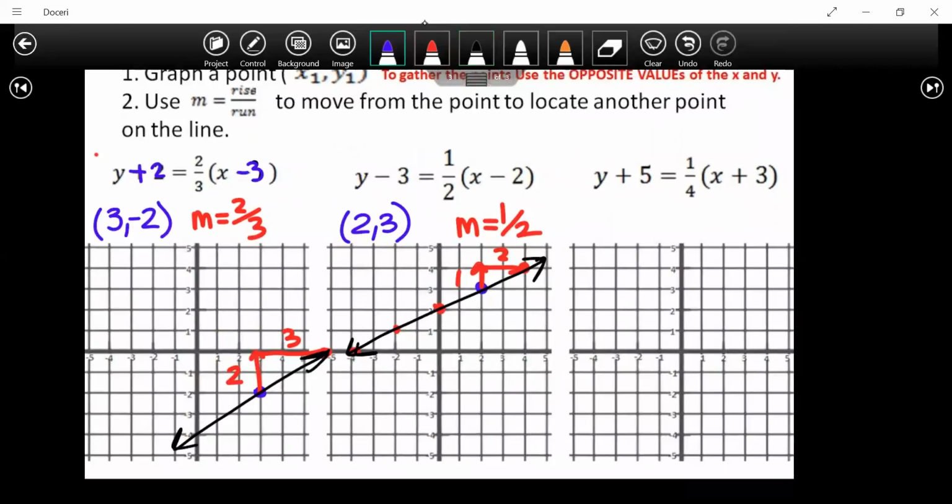Our last one here. What's my point? -3, -5. What's my slope? 1/4. I'm going to go back 3, down 5. Right here. From that point, I know it's kind of hard to see, I apologize, but I'm going to go up 1. There it is.